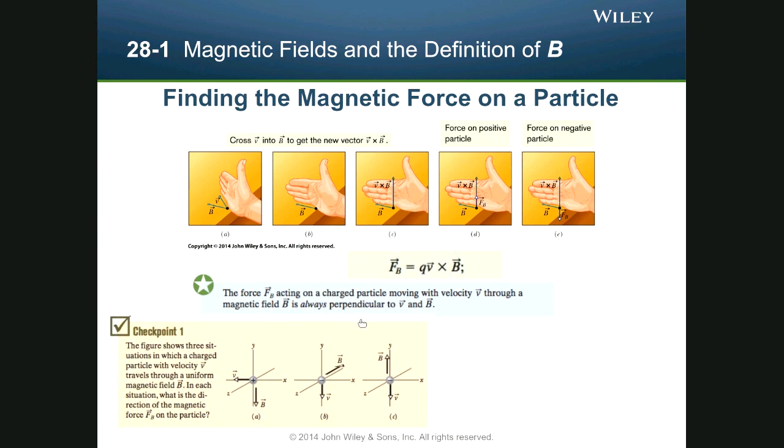All right, because the angle between these two is 180. And so the magnitude of FB is going to be 0, because these are anti-parallel, and sine of 180 equals 0. Remember, the magnitude of FB equals Q V B sine phi. Okay? So remember that from the cross product.